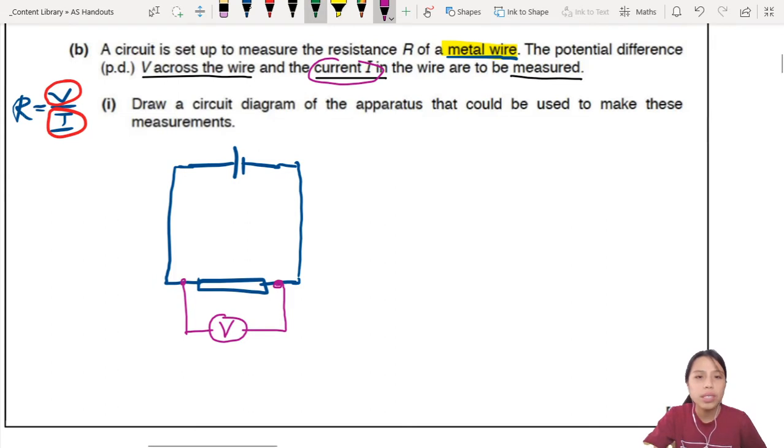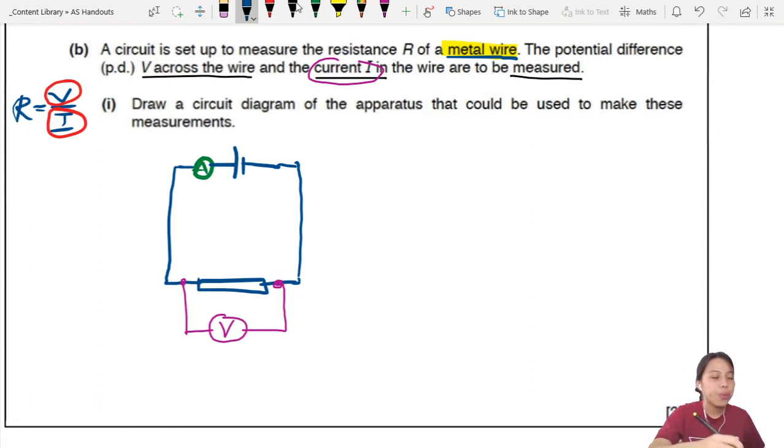We need to measure the current in the wire, the current I. So we just find somewhere to put the ammeter, wherever you want. Here it is all in series, so why don't I just put it here? Let's put an ammeter right here, A. That's it. Oh, we still need to solve the problem of how to change the current in the circuit.